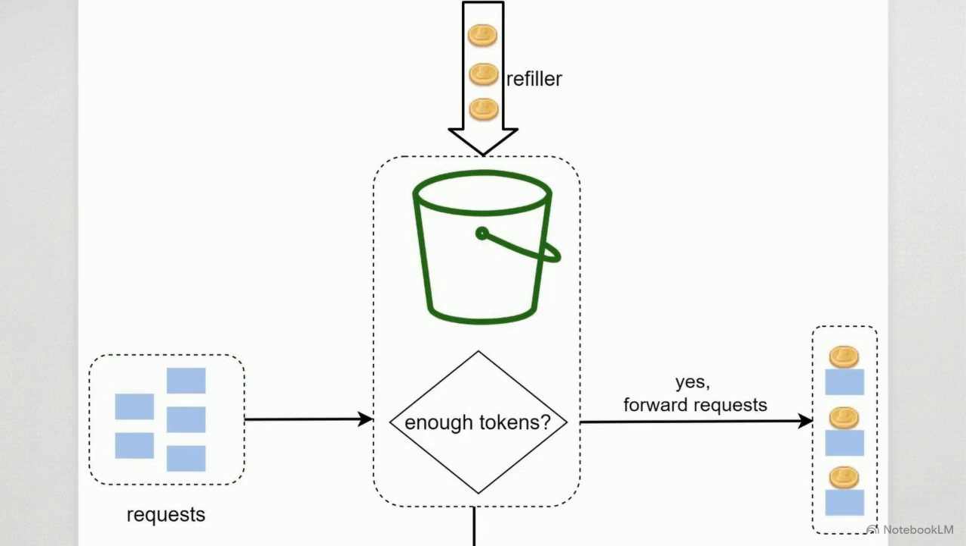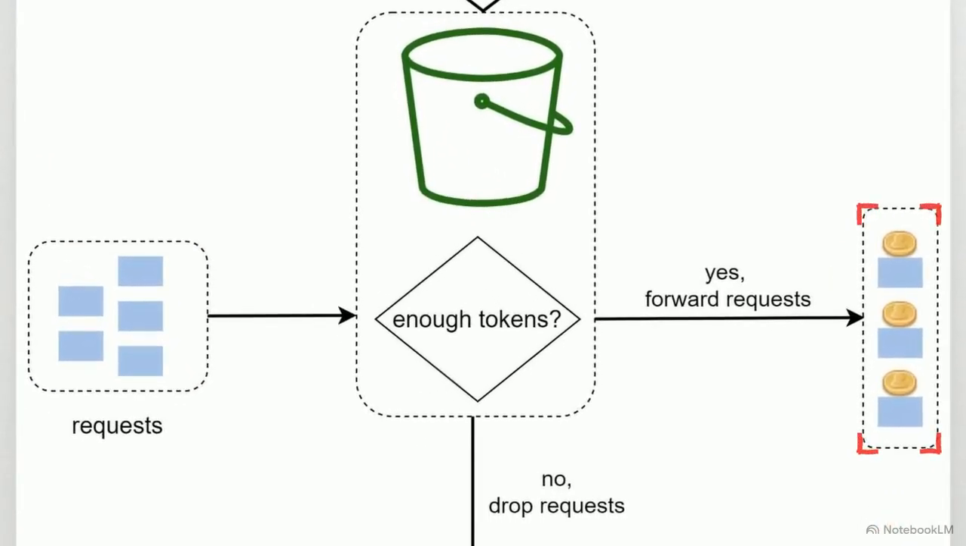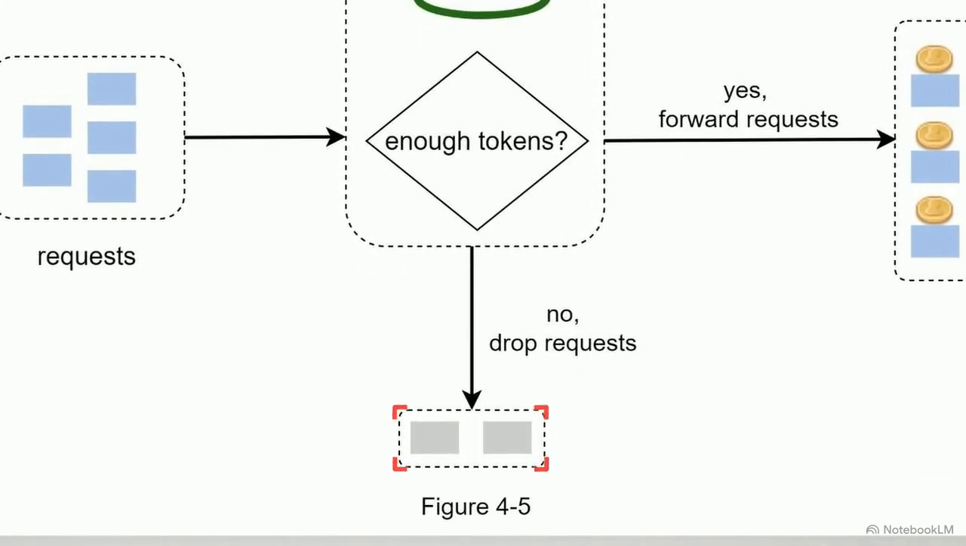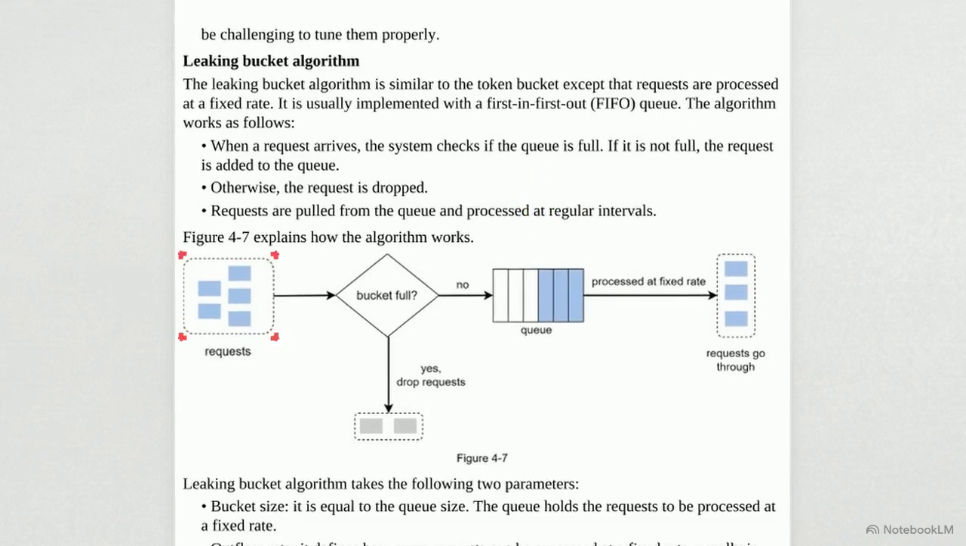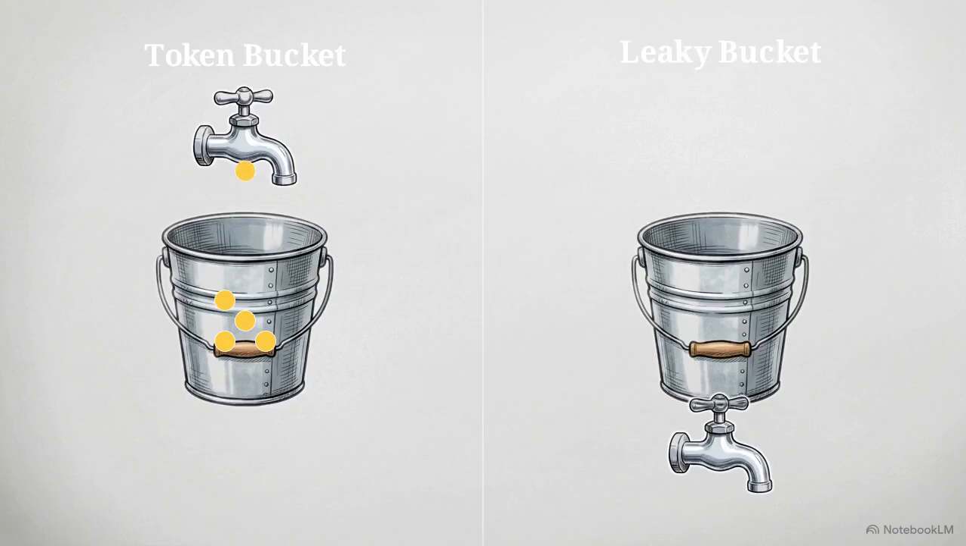This flowchart tracks the logic. If enough tokens exist, the system extracts one and forwards the request. Following the bottom pathway, if the bucket is empty, the request is instantly dropped. An alternative approach is the leaky bucket algorithm. As shown in this diagram, it utilizes a first-in, first-out queue. Instead of consuming tokens, the requests enter the bucket and are pulled out to be processed at a strict, perfectly fixed rate. The behavioral difference between the two is significant.